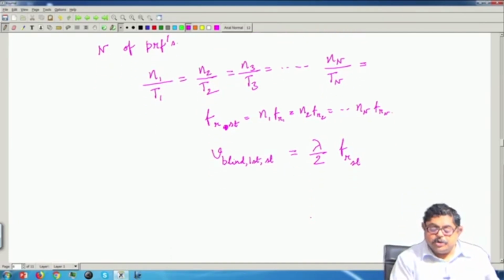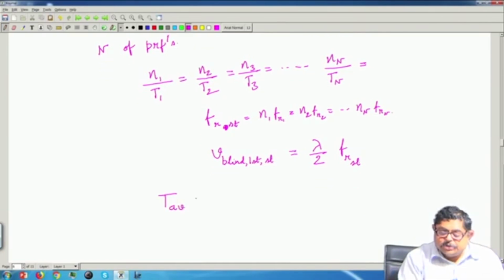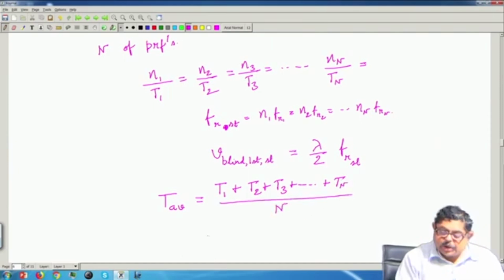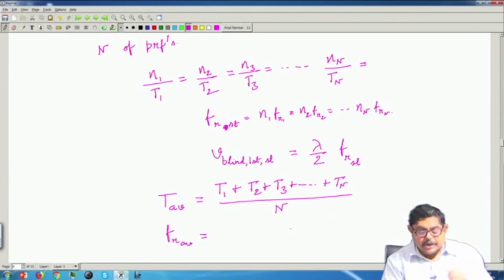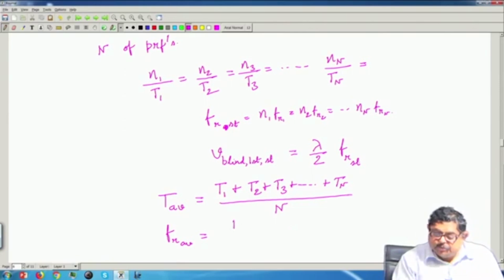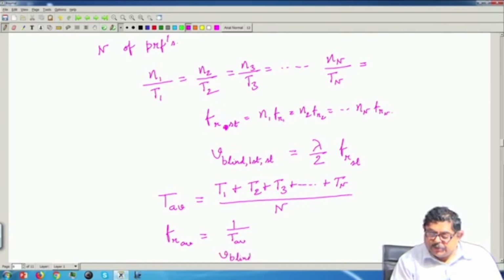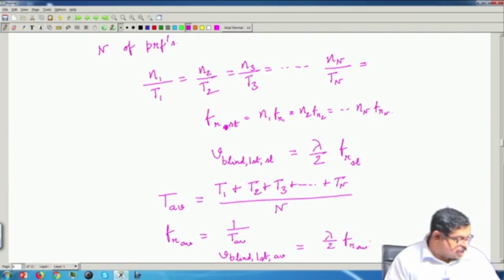So, we will have to compare it with an average time. Now, this T average is nothing but T1 plus T2 plus T3 plus Tn by n, and we can say that a radar operating with a PRF which is the average of these will be nothing but 1 by T average. So the first blind speed for the average is lambda by 2 FR average.